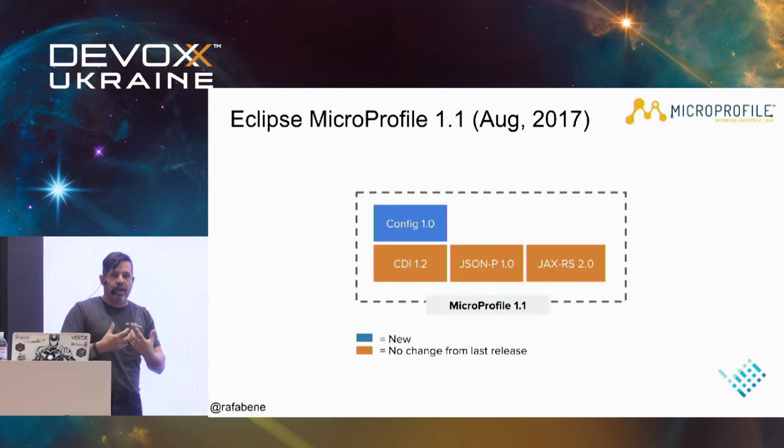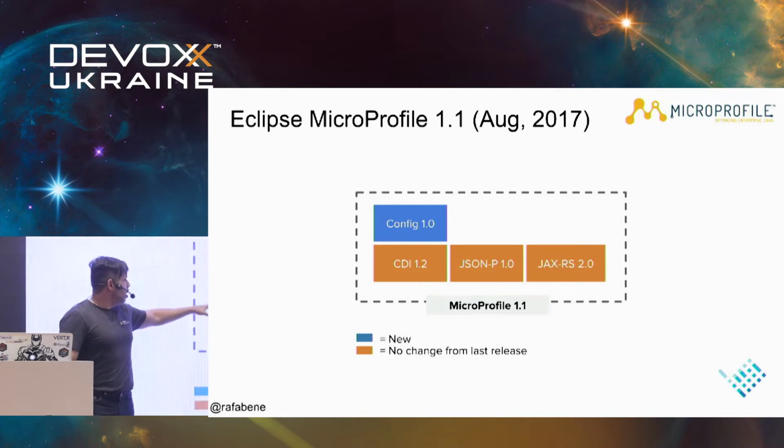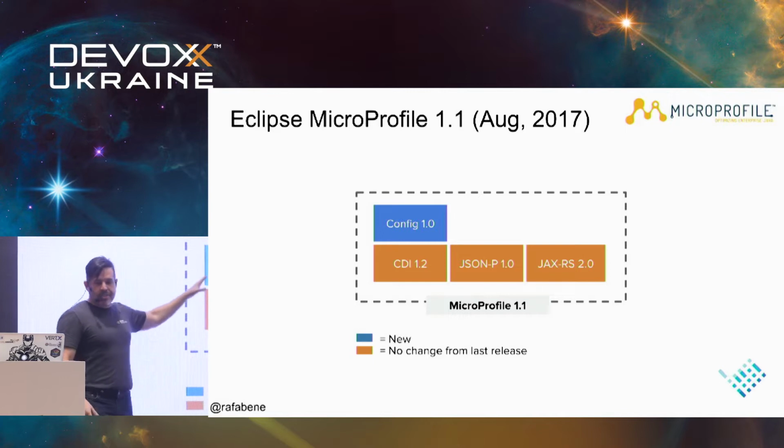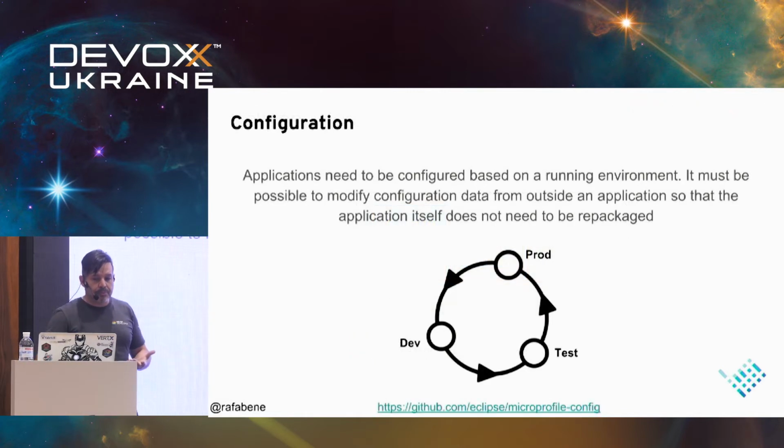So what I will do now, so you can understand what MicroProfile is, is go through each new thing. I will not focus on things that are part of Java EE, because you all know Java EE. But I will focus on new things, just like this Config API. So what is the Config API?